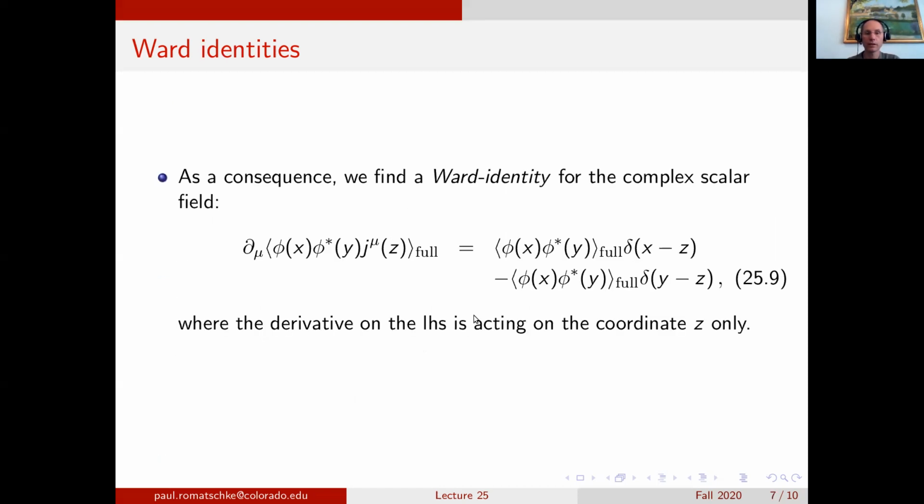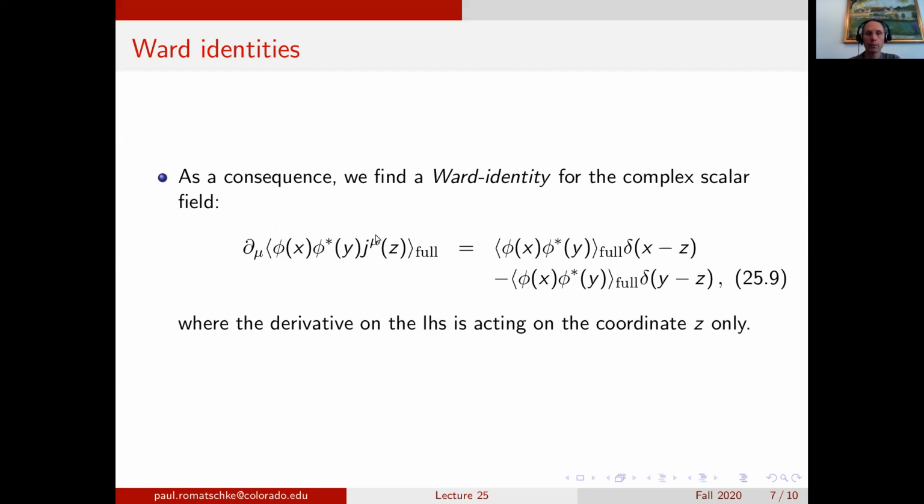So we find a Ward identity, which says that the expression in the brackets has to vanish, and that can be written as the derivative of this correlation function, phi of x, phi star of y, j mu of z, and the full theory is given as the difference between the expectation values of these two-point functions. This is a Ward identity. It basically corresponds to a constraint on some correlation function, this correlation function that we've written down here.